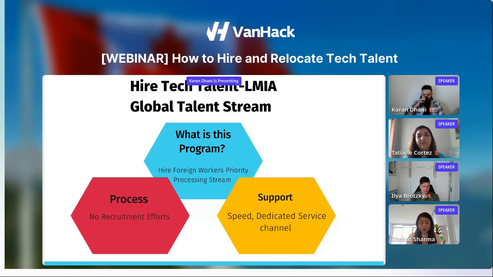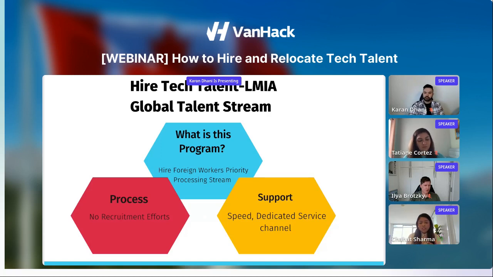The stream we're talking about today is the Global Talent Stream, specifically to bring tech industry workers in. How is it different from the regular LMI process? The regular LMI process is a very overwhelming process that goes through a lot of steps, whereas the Global Talent Stream process is very quick. It's a priority processing stream. It gets processed within 2 weeks.